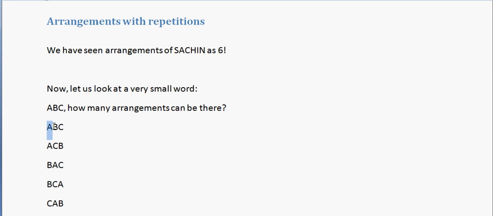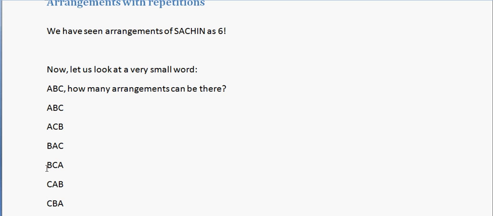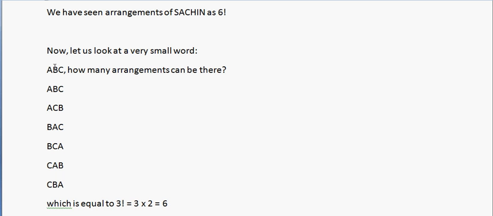There can be an arrangement which is A, B, C. There can be an arrangement A, C, B, then B, A, C, then B, C, A, C, A, B, and C, B, A, right? These are the 6 arrangements, right? Because we had 3 words, it would be in 3 factorial ways, which is equal to 3 into 2 into 1, right? Which is equal to 6 number of ways, right? So you have seen that there is no repetition here, right? All the 3 words are different. A, B, C, all the 3 alphabets are different.